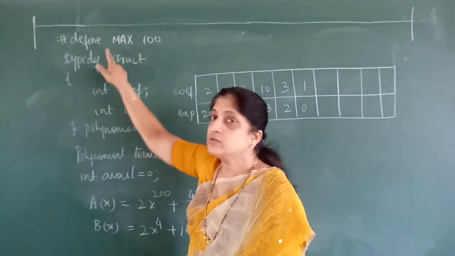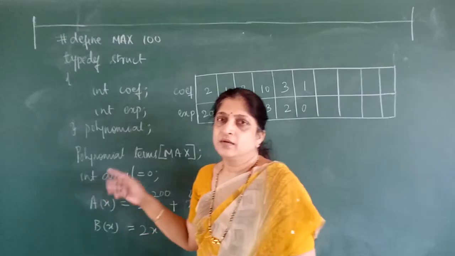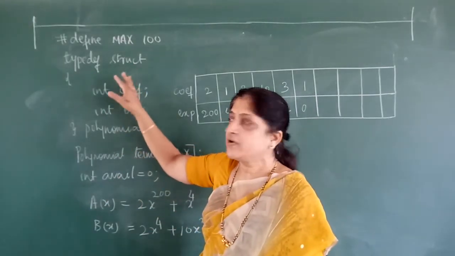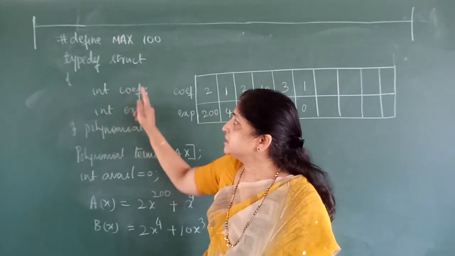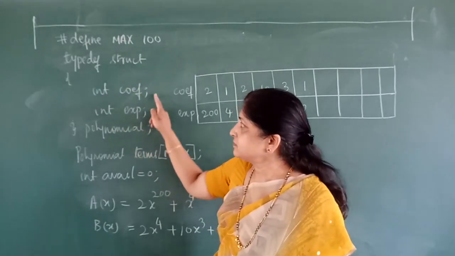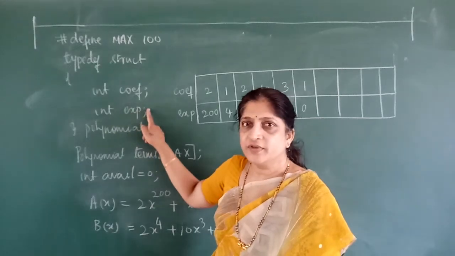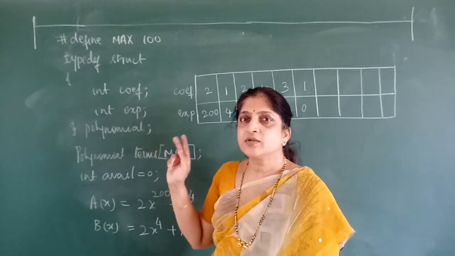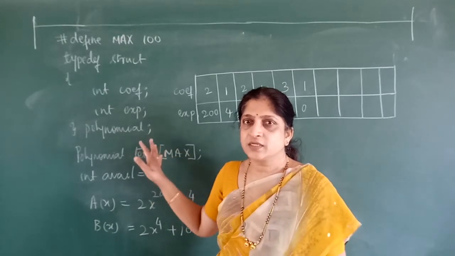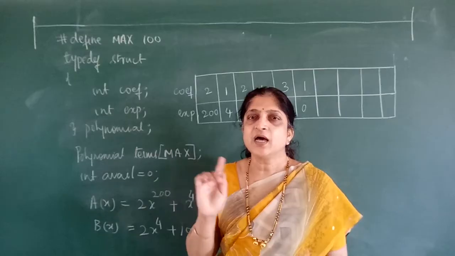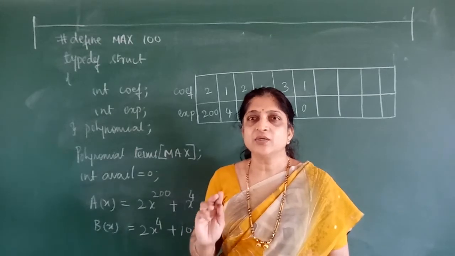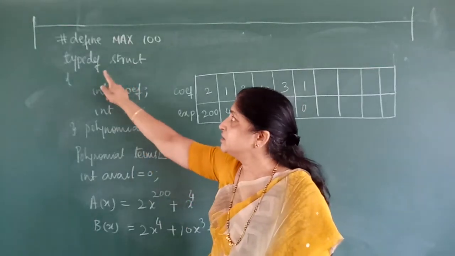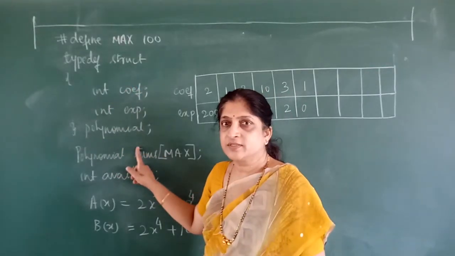So this is a macro that I am going to use in our function, and this is typedef struct. I am defining the type here. This structure has two fields, integer coefficient and integer exponent. So coefficient and exponent are the two fields of this structure, because the terms in our polynomial are required to be represented as coefficient with exponent, and I am naming this structure as polynomial.